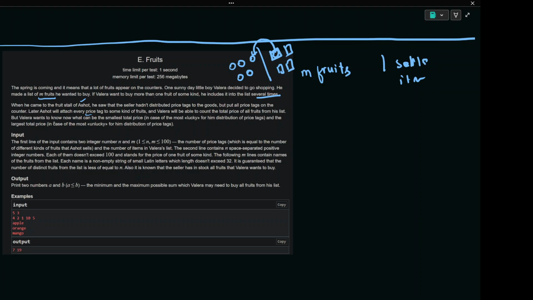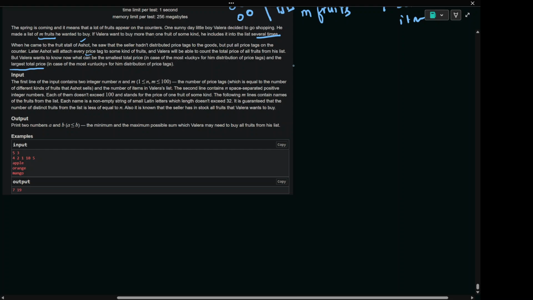But Valera wants to know what can be the smallest total price, in case of the most lucky distribution of the tags for him. So, what can be the least amount of money he has to pay such that he buys all the fruits? And then what is the largest as well? We have to find the highest price he has to pay to get the fruits. For example, let's not read this. This is the problem statement.